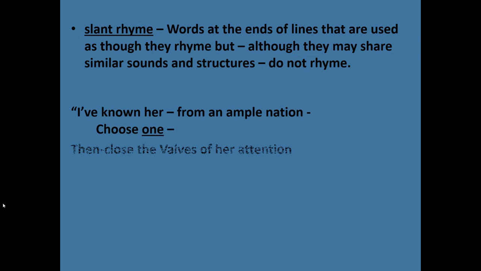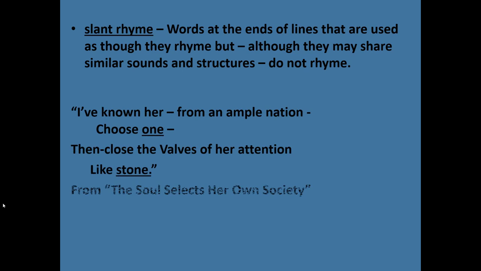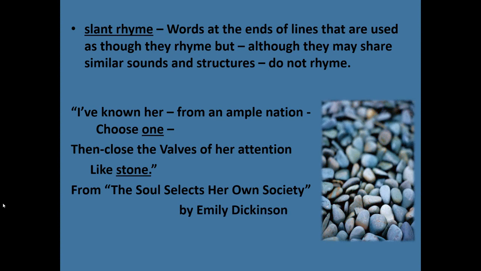Okay, then we have slant rhyme, and you're going to see slant rhyme with Emily Dickinson particularly. We are going to look at a couple of Emily Dickinson poems in this unit. Slant rhyme occurs when you have words at the ends of the lines that are used as though they rhyme, and they may look an awful lot like they rhyme, but sound-wise they don't.